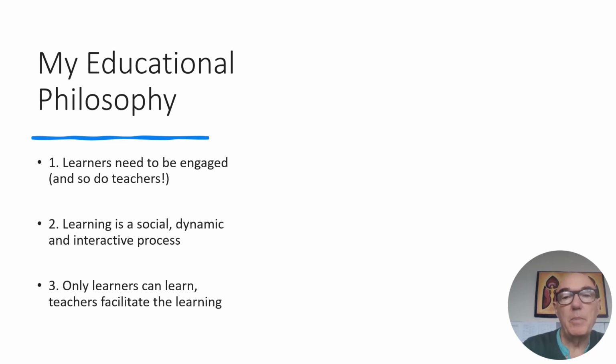I'd like to start by explaining the three principles that underpin my educational philosophy. So firstly, learners need to be engaged, and so do teachers, in order for any learning to happen. Second, learning is a social, dynamic, and interactive process. So we learn by interacting and sharing and negotiating meaning with other people. And thirdly, only learners can learn. Teachers can facilitate the learning, but it's the learner's responsibility to do the learning. Teachers cannot learn for the learners.